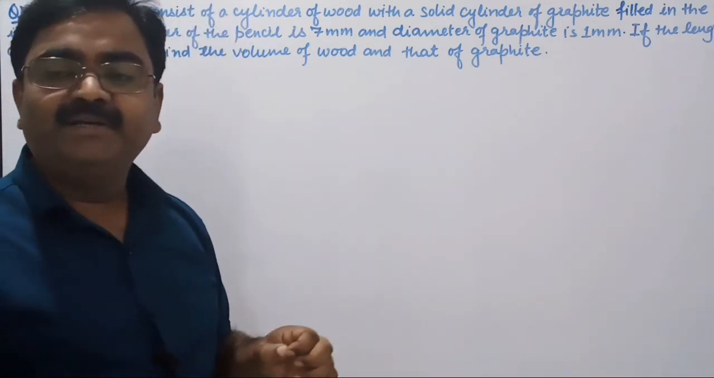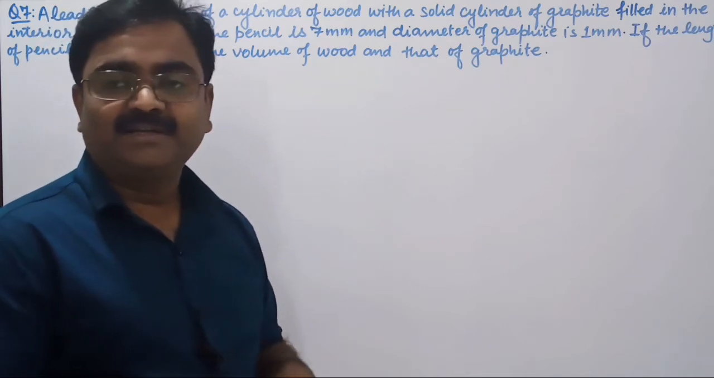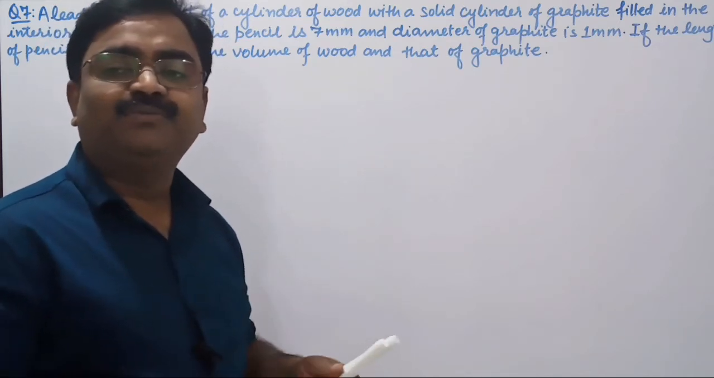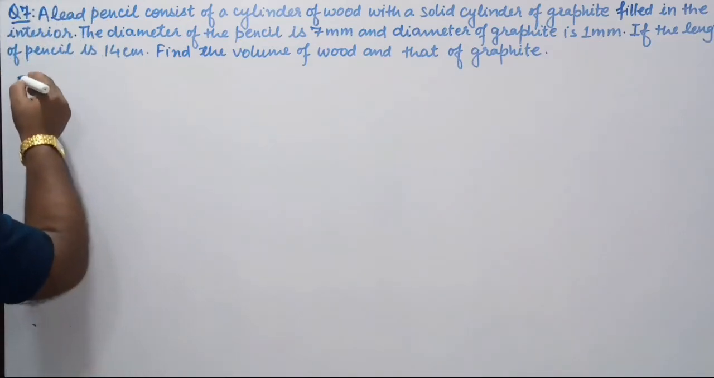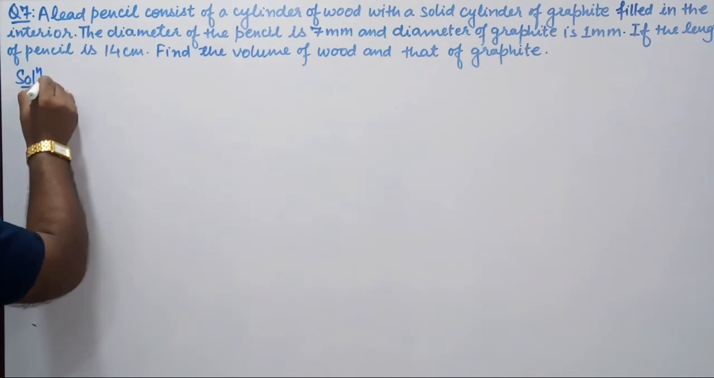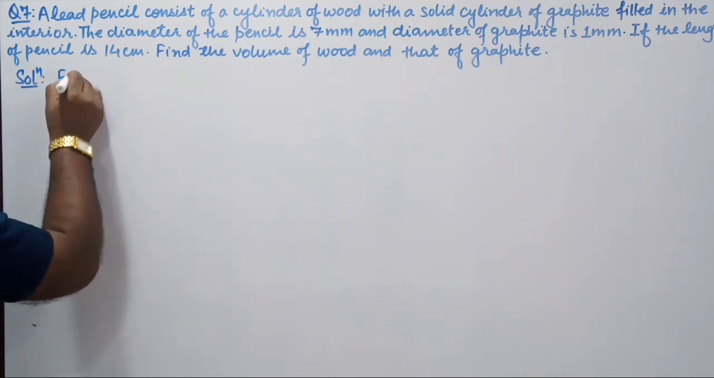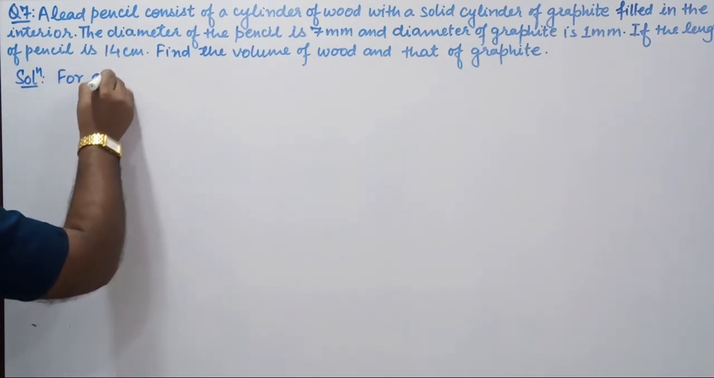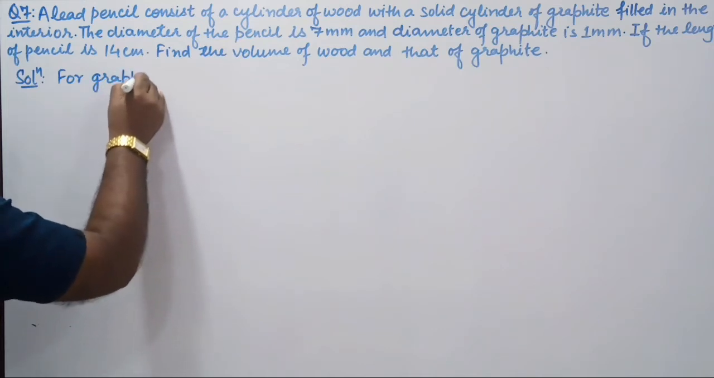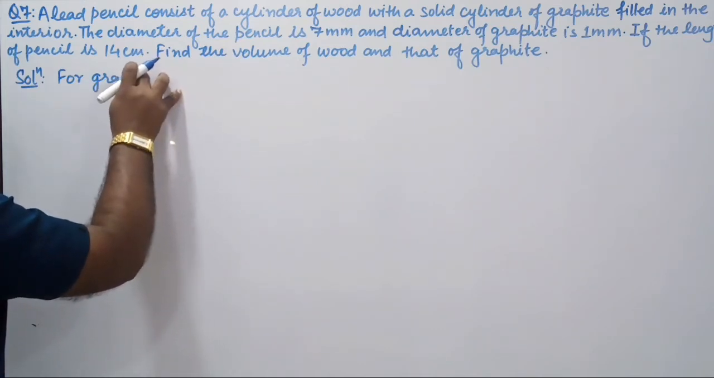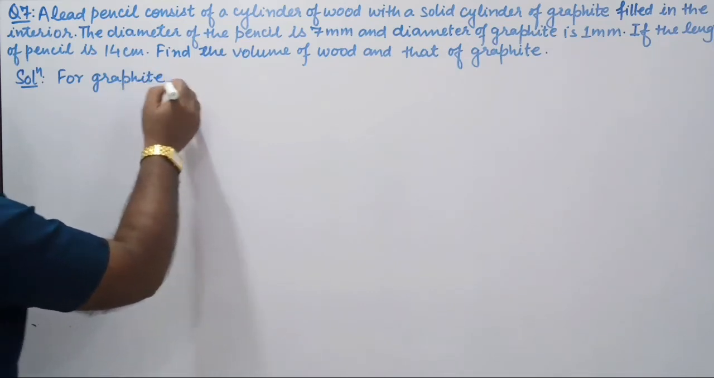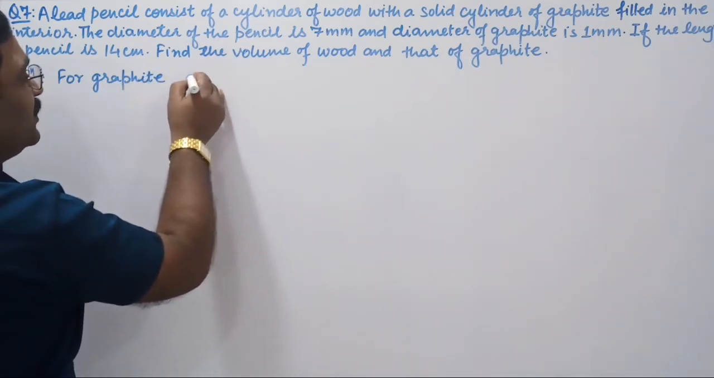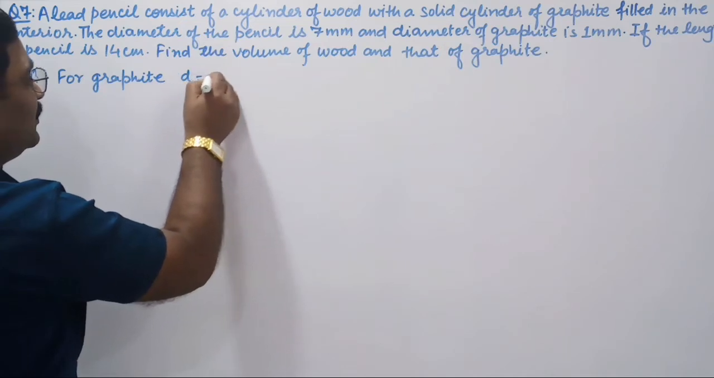We have to find the volume of wood and the volume of graphite. So first of all we are going to find out the volume of graphite. So for the graphite, to find the volume of graphite, we need to write down the diameter is 1 millimeter.